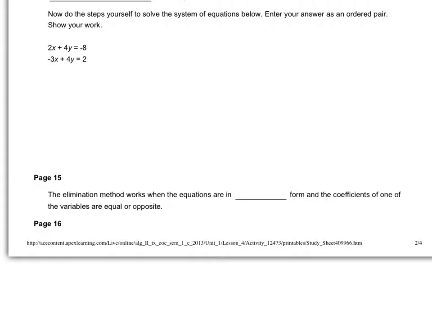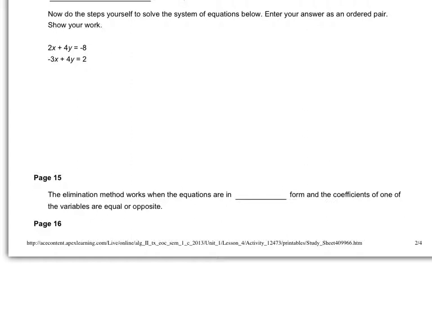Well, the problem with this one is that my coefficients, I have 4y, but I have both of them as positive 4y. So what I want to do is switch the signs in one of the equations so that one of them is negative. And we're allowed to do that because technically we can do whatever we want to one side of the equation. We just also have to do it to the other side.